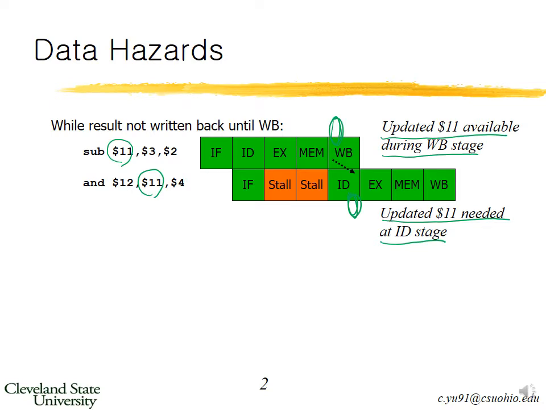So, the same slide we shared last time: the subtract instruction is followed by the AND instruction. There is a data conflict, a data hazard regarding register 11, because in cycle 5 the updated register 11 is already available. On the other hand, the AND instruction wants the newer value of register 11 in the ID stage. Because of the time conflict, we have to insert two stall cycles to delay the pipeline. That will really undermine the advantage of the pipeline architecture.